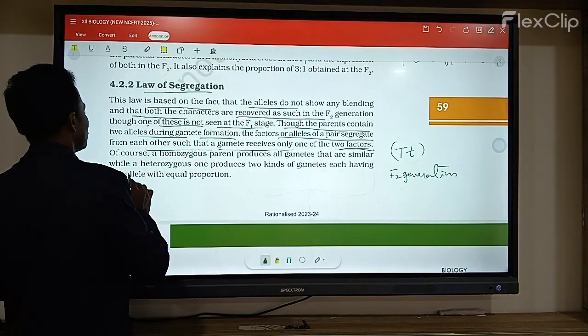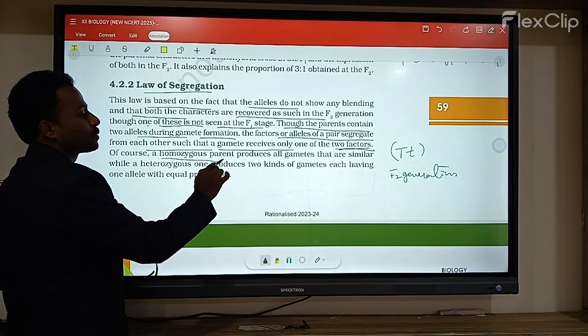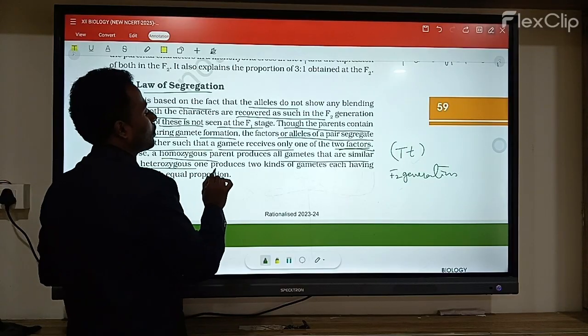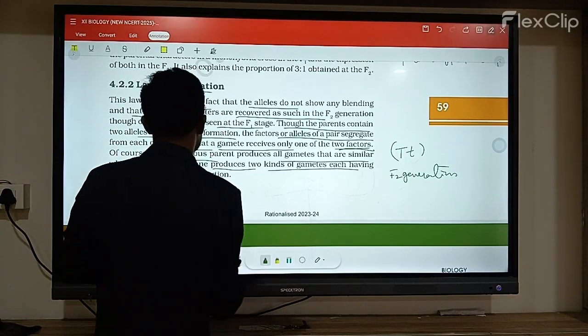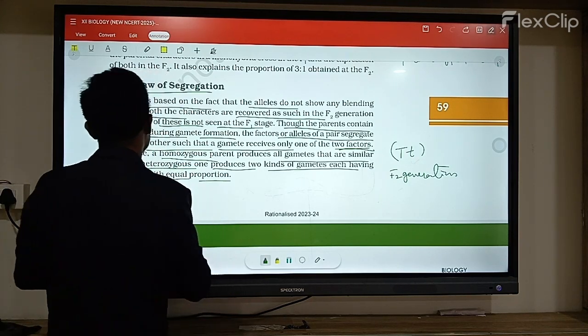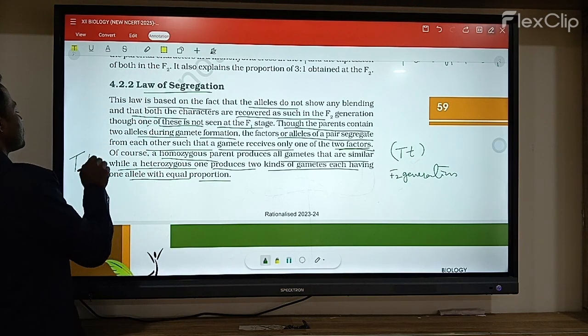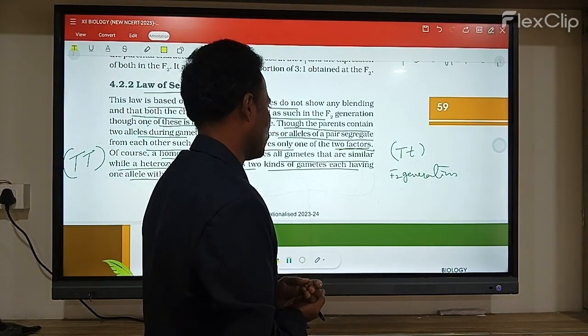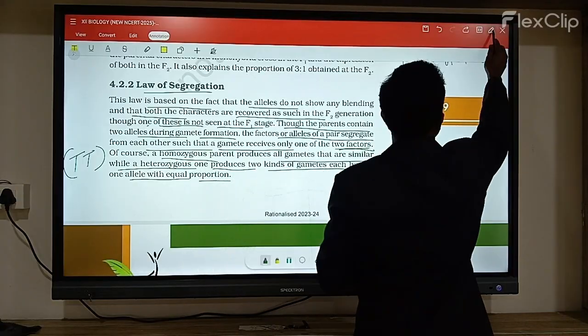Homozygous parents produce all similar gametes, while heterozygous parents produce two kinds of gametes, each having one allele, in equal proportion. When you take the two gametes, they are in equal proportion. Okay, next.